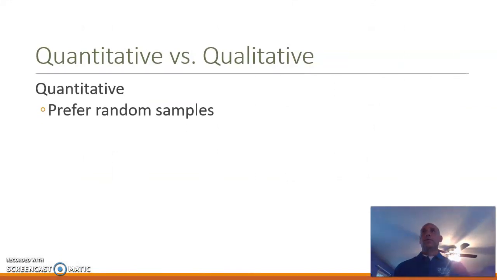Quantitative research prefers a random sample, so everybody in a population has an equal, supposedly, opportunity to be a part of the sample, because that gives you a better representation of your population, ideally, which reduces sampling error, which can throw off your results, right? So you prefer a random sample because you're getting a larger sample, but you want everybody to have an opportunity to be a part of it.